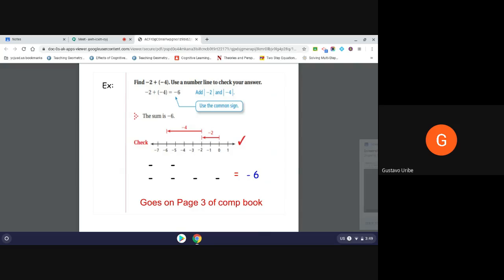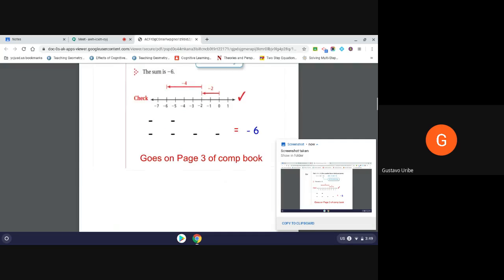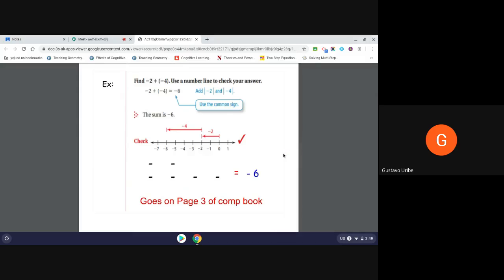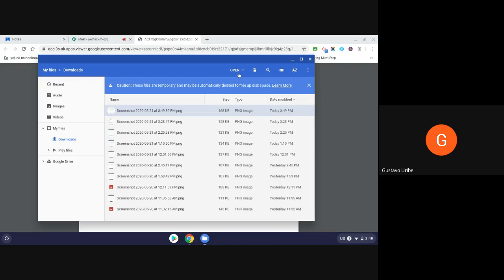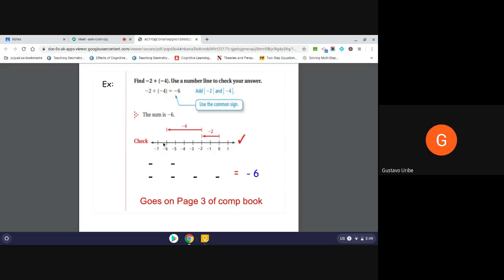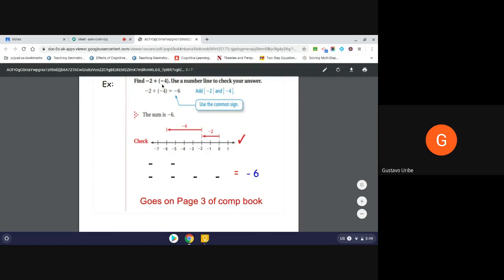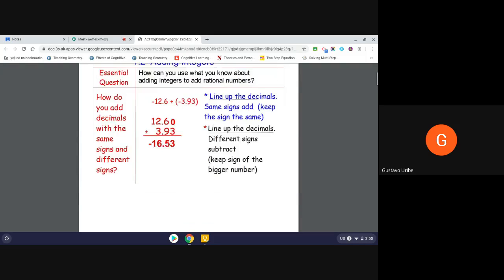So let's go ahead and look at this example more in detail. I'm going to go ahead and bring it up here so that I can write on it. Okay, so here it says find negative 2 plus, in parentheses, negative 4. Use the number line to check your answer. All right, well, here it says negative 2 plus negative 4 equals negative 6. And it says use the common sign. So what that means is we are utilizing this rule that we just learned.